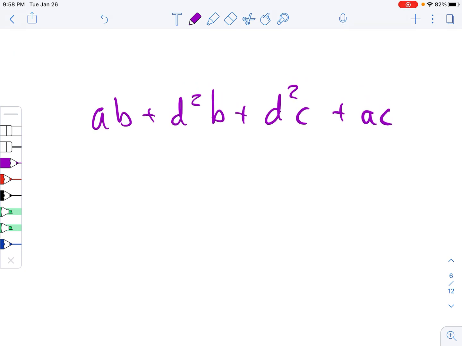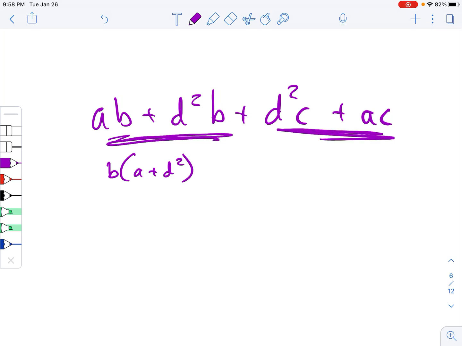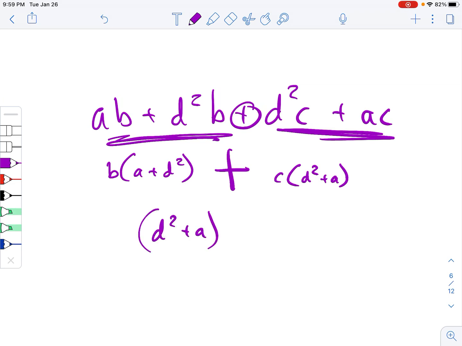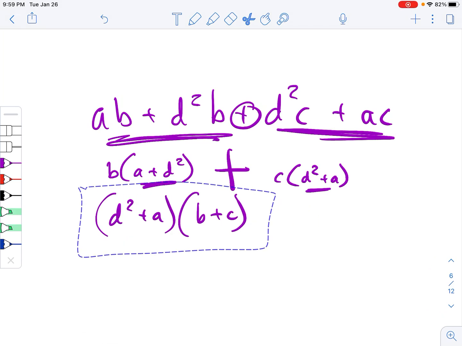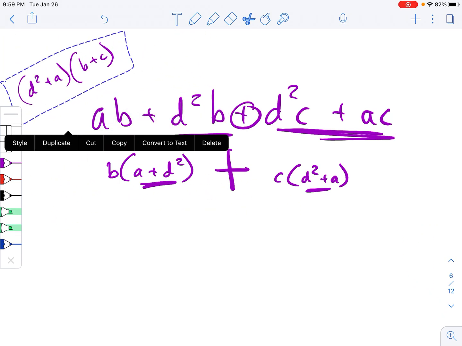Trying to figure out, do I need to do some rearranging? These both have a b, so if I factor out a b, I'd get a plus d squared. These both have a c, so if I factor out a c, I get d squared plus a. Plus, a lot of people forget that plus. That's my common factor that I factored out, and I get b plus c. Cool. I wonder if there's a different way to have gone about doing that. Let's just keep this as my answer up here.